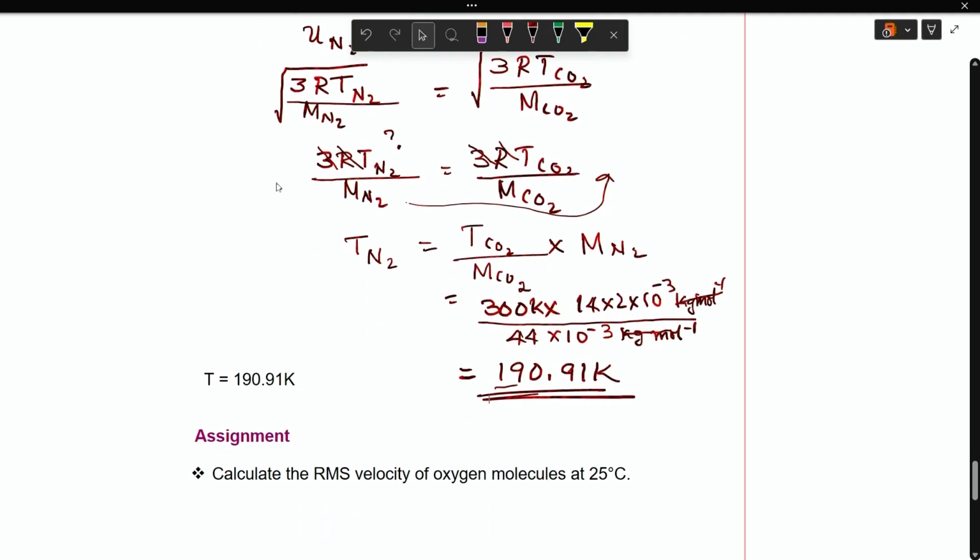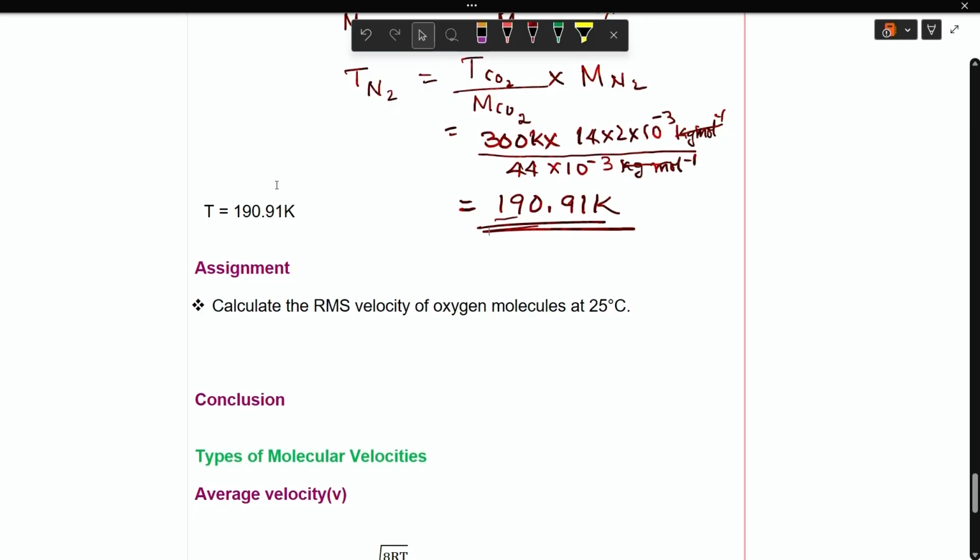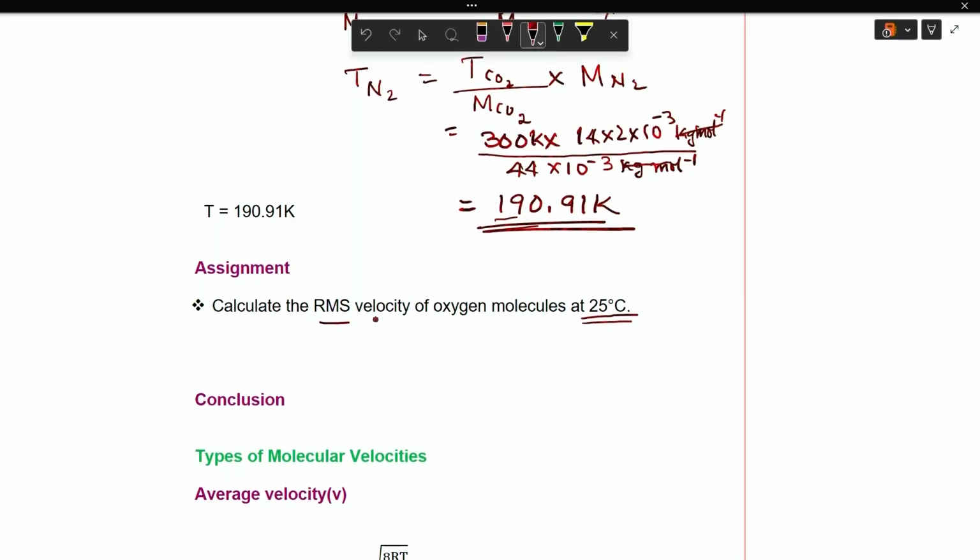Okay. Now, I will give you an assignment which I will be discussing in my next session, that is calculate the RMS velocity of oxygen molecule at 25 degree Celsius. Very easy question. Just find out the RMS velocity of oxygen molecules at 25 degree Celsius.